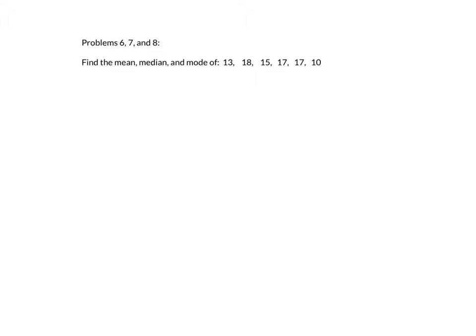Problems 6, 7, and 8, you are asked to find the mean, median, and mode of 6 different numbers. In order to find the mean, which is number 6, you need to add those digits together. I'm not going to go through and do that right now, but I know that when I add those digits together, I get 90. And in order to find the mean, I would need to divide that by how many numbers there are. There are 6 numbers, so 90 divided by 6 gives me 15, which is the mean of those numbers.